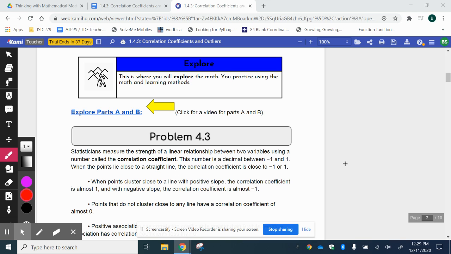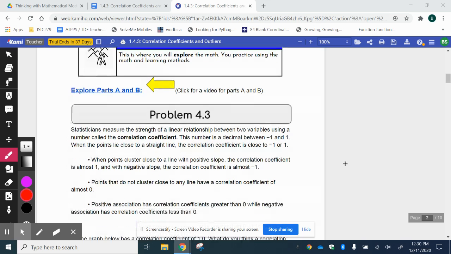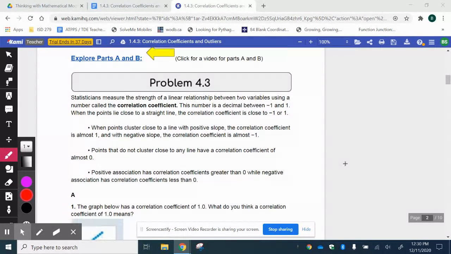All right, our Explore section, we're going to break into 3 videos. The first video is going to cover parts A and B. Problem 4.3.